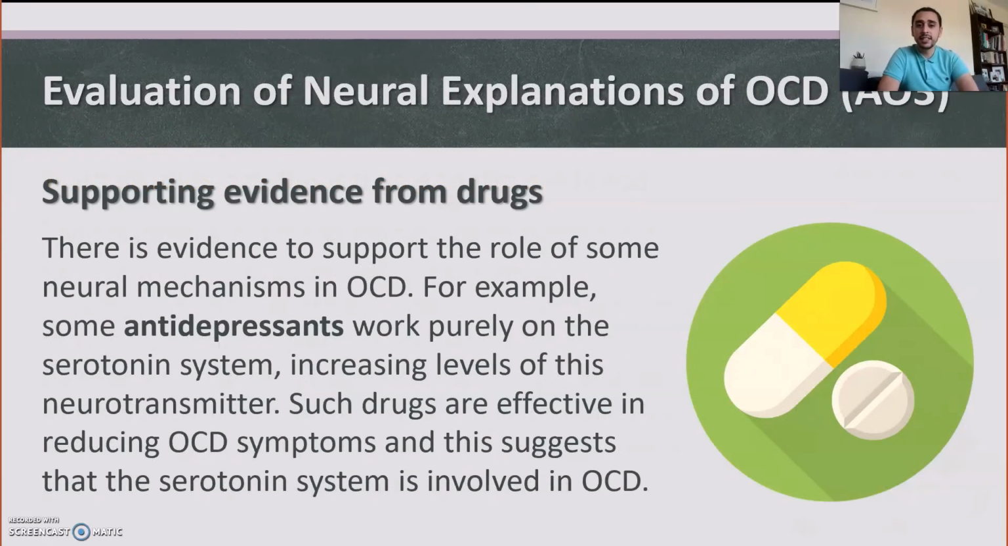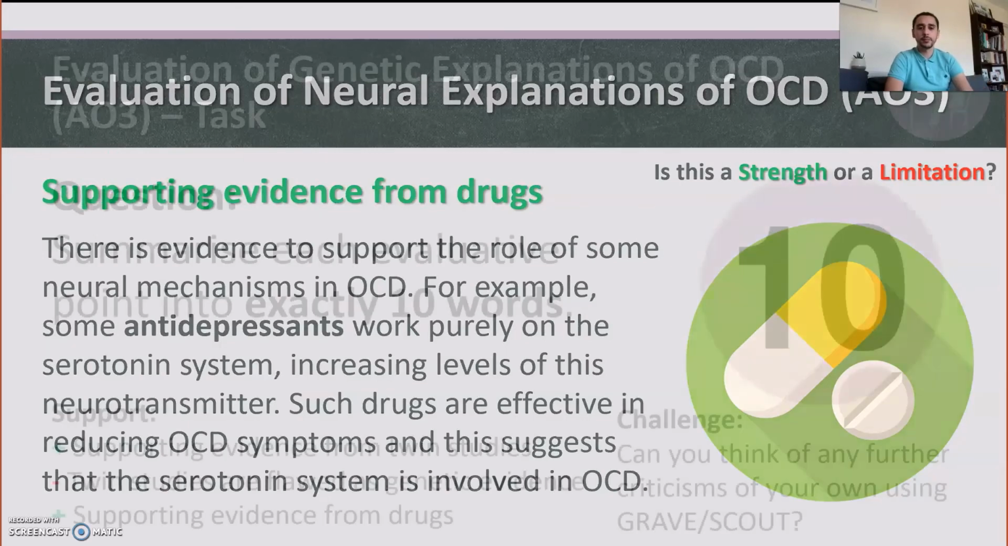The final evaluative point is that there is supporting evidence from drugs. There is evidence to support the role of some neural mechanisms in OCD. For example, some antidepressants work purely on the serotonin system, increasing the level of the neurotransmitter. People with OCD have low levels of serotonin, and if you take antidepressants, it heightens your levels of serotonin. Such drugs are effective in reducing the OCD symptoms. These drugs help. So this suggests that the serotonin system is involved in OCD, which supports this neural explanation of OCD. This is a strength.